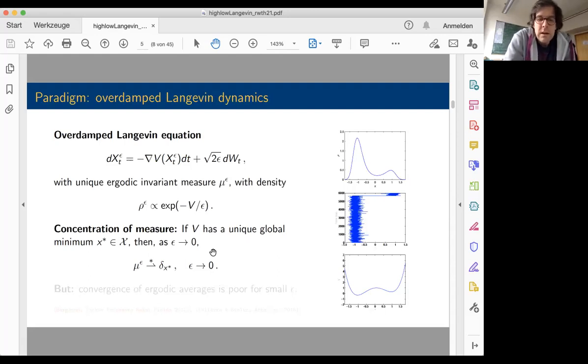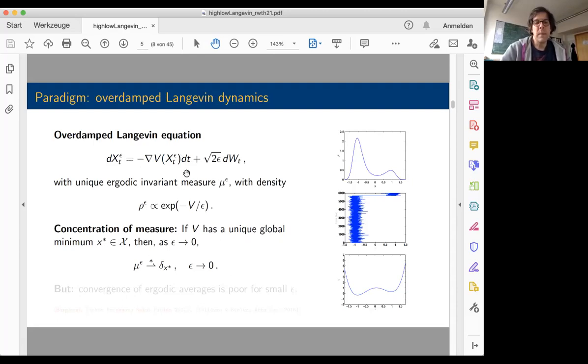And a very, very popular system that people have studied a lot is the so-called overdamped Langevin equation. I will speak about the underdamped Langevin equation today, which is a slightly different equation that will come next. But the overdamped Langevin equation is very popular because it has a very nice and straightforward interpretation, and it also has nice mathematical properties if you want to analyze speed of convergence of these Monte Carlo schemes.